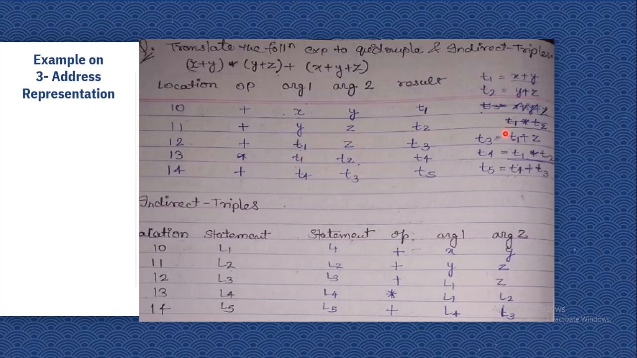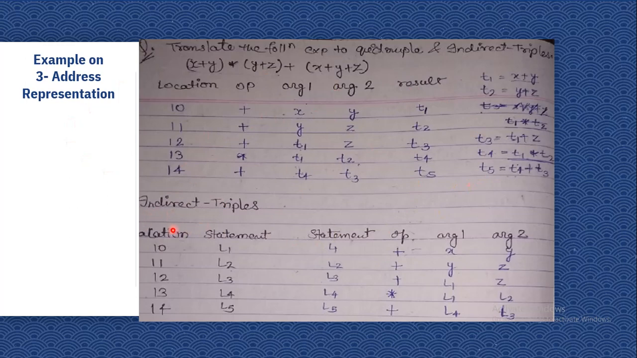In the third line of code, T1 is argument 1, z is argument 2, and plus is the operator, while the result is stored in T3. In the fourth line, star is the operator, T1 is argument 1, T2 is argument 2, and T4 is the result. In the last line, plus is the operator, T4 is argument 1, T3 is argument 2, and the result will be in T5. So this is the format of quadruple.